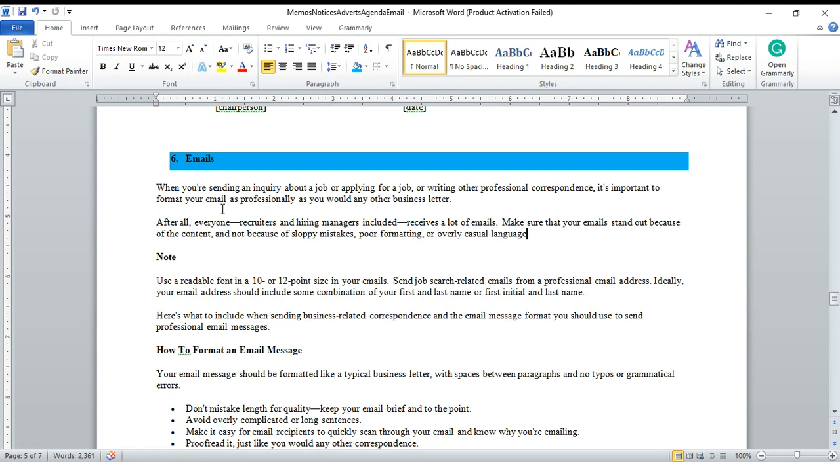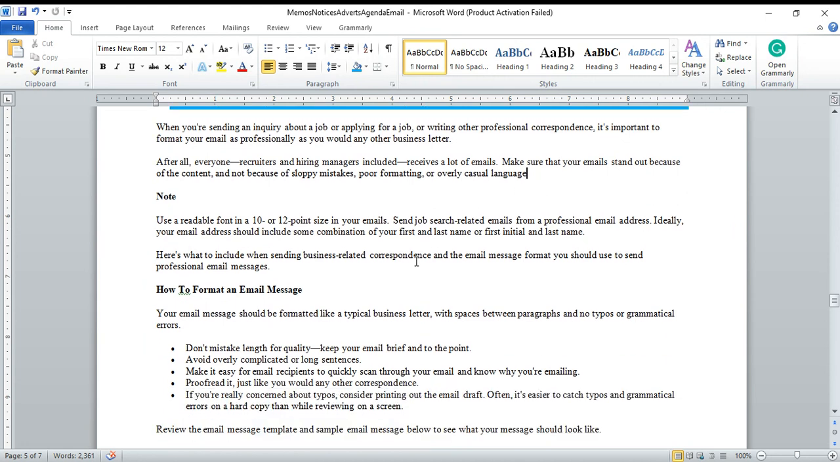When you are sending an inquiry about a job, applying for a job, or writing other professional correspondence, which is the exchange of information in a formal manner, it is important to format your email professionally as you would with any other business letter. After all, everyone, recruiters and hiring managers included, receives lots of email. Make sure that your emails stand out because of the content and not because of sloppy mistakes, poor formatting, or overall casual language. Note: use a readable font, usually size 10 to 12, in your emails.